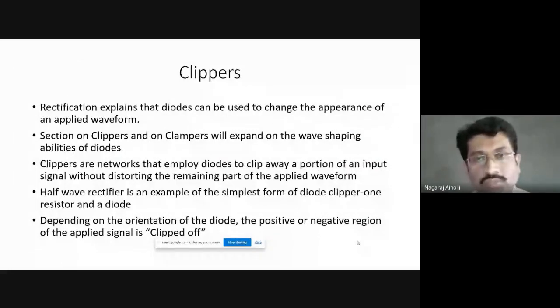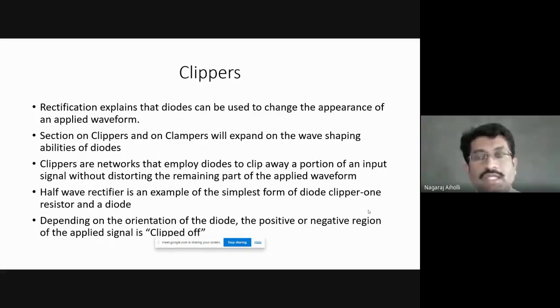Okay. So first module, let us start with the clippers and clampers, transistor biasing circuits. A clipper is a circuit which clips off a certain portion of the applied input signal while keeping the remaining waveform as it is. That is, it slices the applied input signal while keeping the remaining portion as it is. Such circuits we call clipper circuits.